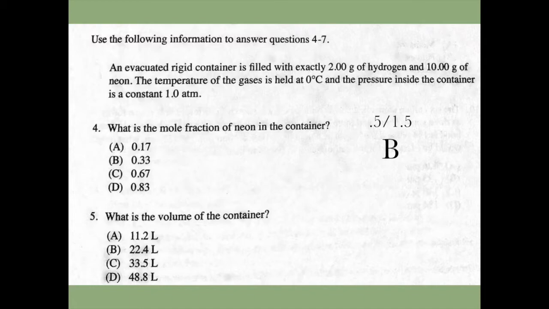Then it says, what is the volume of the container? Now, keep in mind, if you are not at standard temperature and pressure, you need to use PV equals nRT, because your pressure and your temperature are not at STP. But in this case, remember, STP is 1 atmosphere and 0 degrees Celsius. So I actually am at STP, even though they didn't say that. So this is a really easy problem, because at STP, 1 mole of a gas has a volume of 22.4 liters.